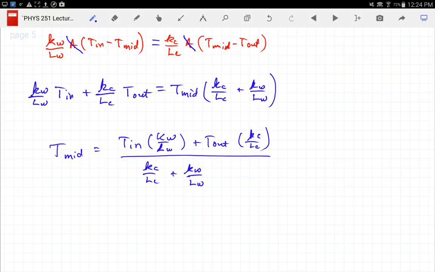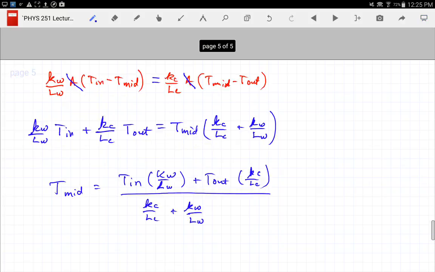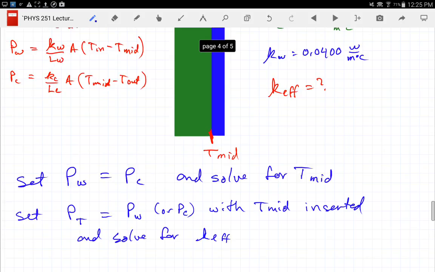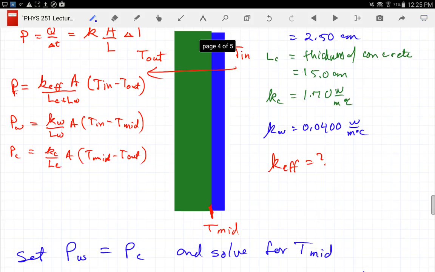Now, I don't love dividing by a fraction, and eventually I'm going to get rid of that dividing by a fraction thing because it's a nuisance. So now I have my T mid, and now I'm going to put that T mid into the equality between, well, let's just do the first two. I'll come up here and copy the first two.